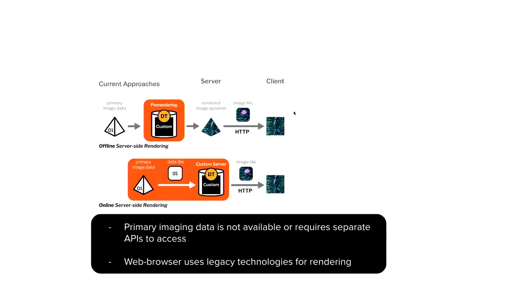I think an important caveat to note here is that the primary imaging data is either not available or requires a separate API to access under this model. The web view or the client view views these rendered tiles, but you see that there's no direct arrow from the primary imaging data to the client, which means that some other API needs to be exposed in order to support querying the actual primary data.